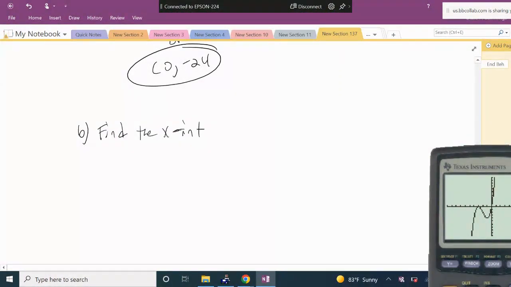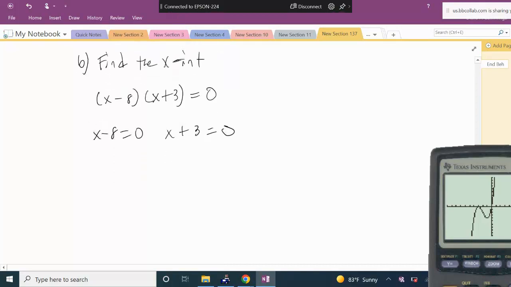Okay, my battery's running out. Okay, so finding the X-intercept, that's just like solving it, right? So in order to solve it, we're going to set it equal to 0. X minus 8 times X plus 3 is equal to 0. I'm going to use the zero factor property. X minus 8 equal to 0, X plus 3 equal to 0. And we're going to solve. So X minus 8 equal to 0. I'm going to add 8 to both sides. So X equal to 8. X plus 3 equals 0. I'm going to subtract 3 from both sides. So X equal to negative 3.